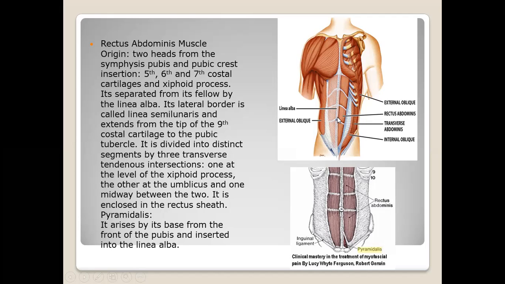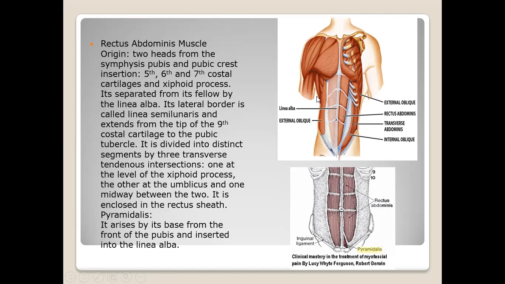The rectus abdominis will show the six packs in a bodybuilder. So it is divided into distinct segments by three transverse tendinous intersections. These are three, 1, 2, and 3. Here also you can see 1, 2, and 3 transverse intersections. One is at the level of the xiphoid process, the second at the umbilicus, and the third midway between the two.